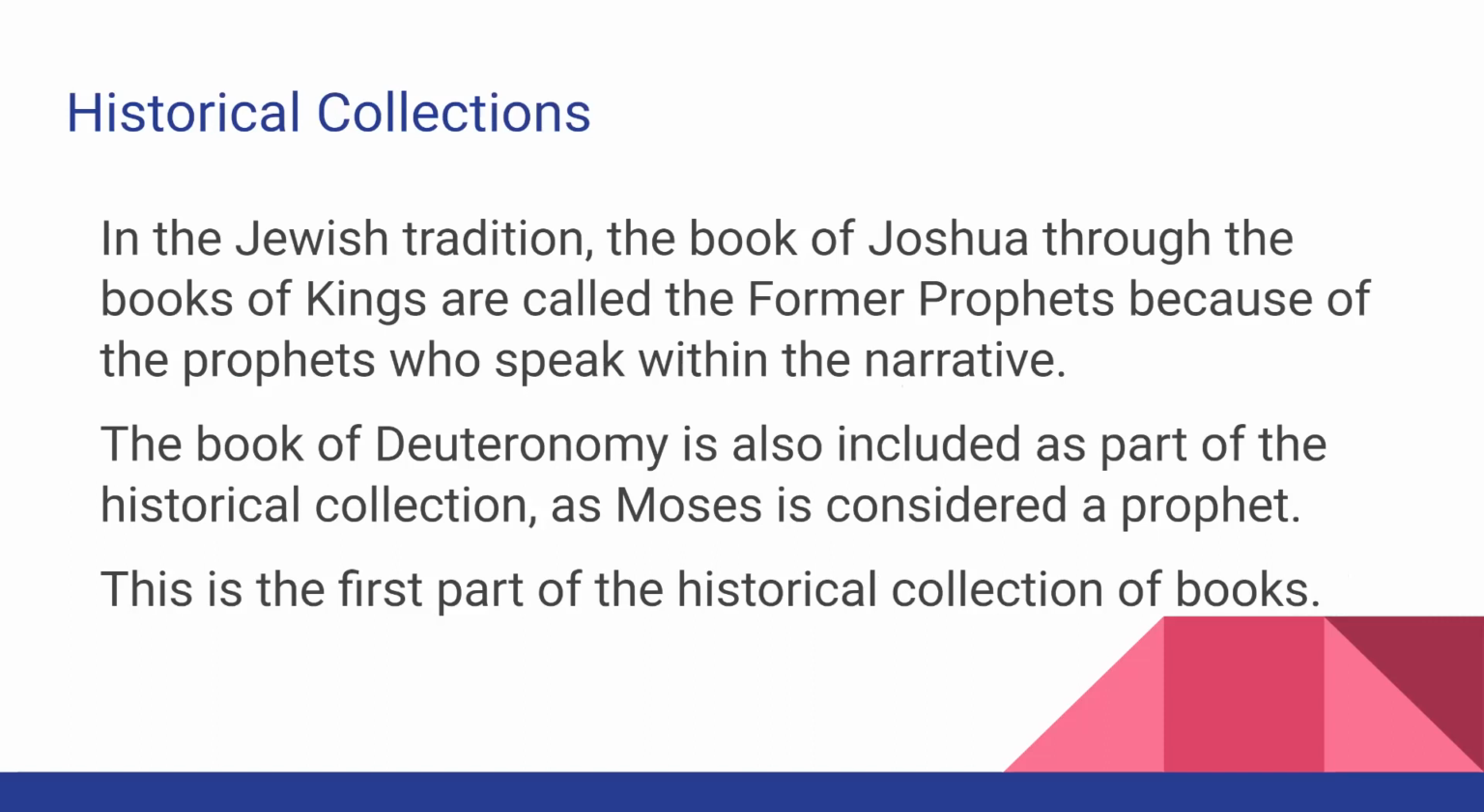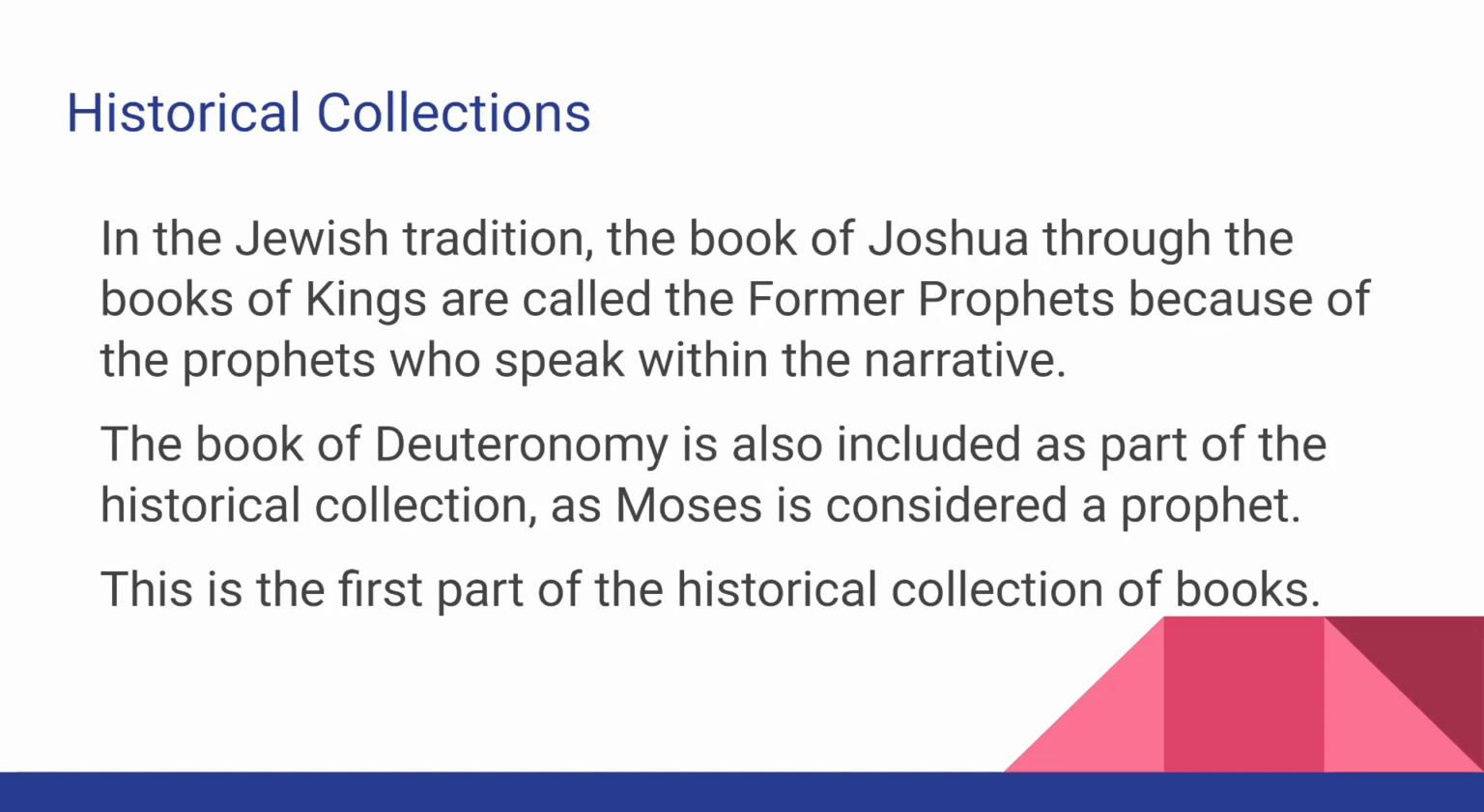In the Jewish tradition, the book of Joshua through the books of Kings are called the former prophets because of the prophets who speak within those narrative stories and books. The book of Deuteronomy is also included as part of the historical collection in the Jewish tradition because Moses is considered a prophet. In fact, he is considered the greatest prophet of all time.